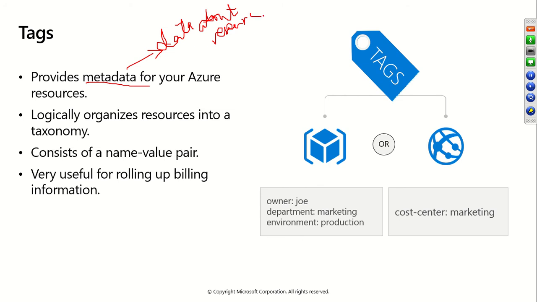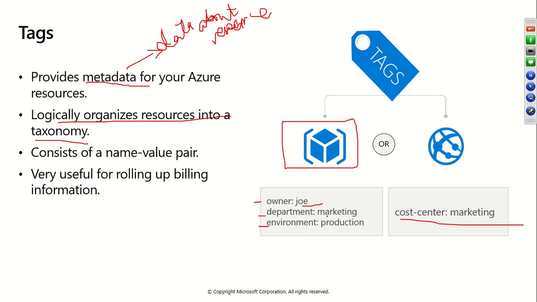And why do we need this data? We need this particular data about this resource for the purpose of logically organizing our resources into a taxonomy. So you can see a tag can be one, or it can be multiple tags. When a particular thing is created like this one, you give it three tags. You say owner is Joe, department is marketing, environment is production. This is like a web app.